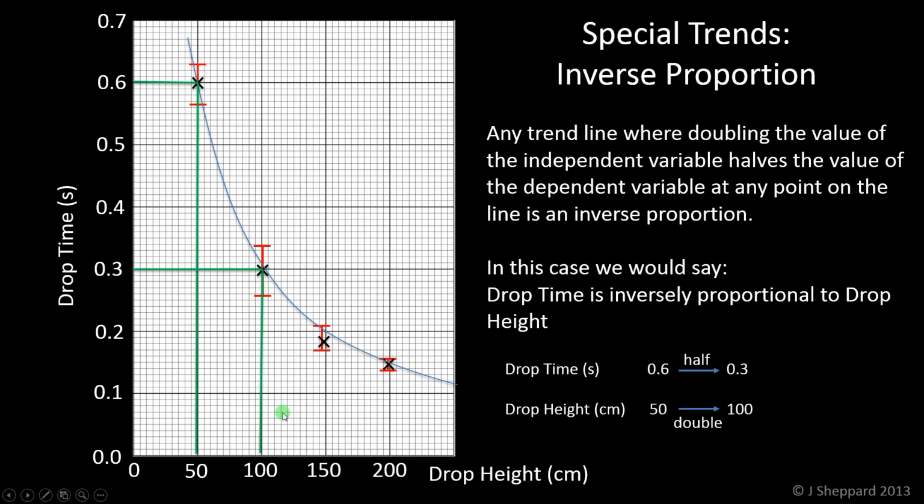So that works. If you're checking for inverse proportion, you should really check two separate points just to make sure it's not a coincidence. So we should check again. If we take our 100 drop height and double it again to 200, then we should go down to a drop time of 0.15, and sure enough, that's what we get here. So if you're trying to show that you've got an inverse proportion, it's worth checking those points like that, and showing the doubling and halving occurring, with doubling of the independent variable and halving of the dependent variable as you go along. Those are some ways you can describe your trends.